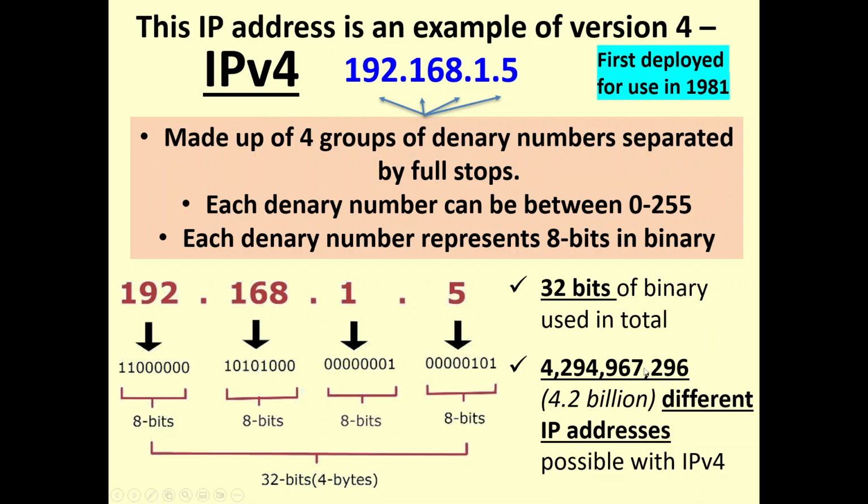Each denary number represents an 8-bit number in binary. And with that, you can have over 4.2 billion different IP addresses, which sounds a lot, but actually, we are getting to that amount of devices on the internet now.